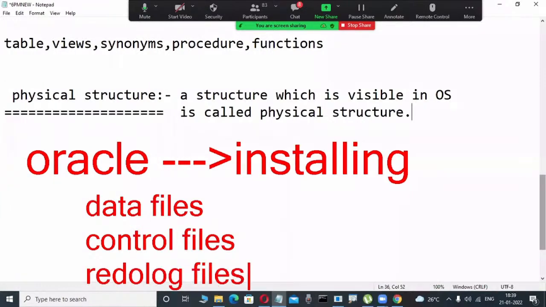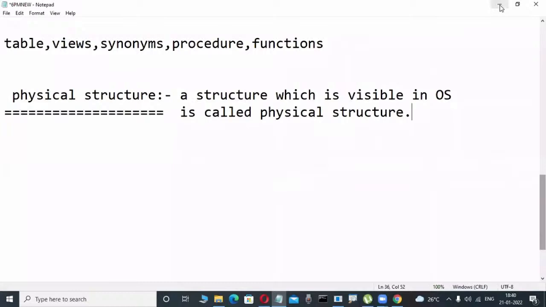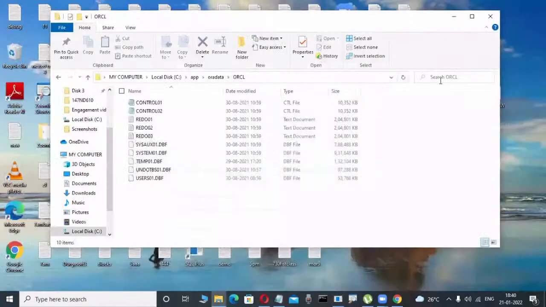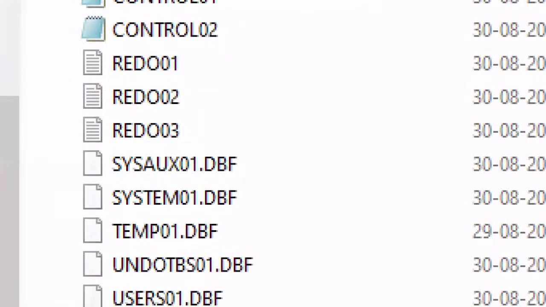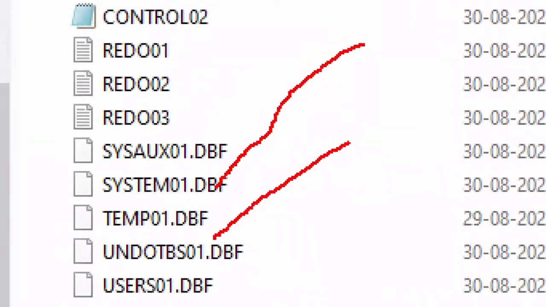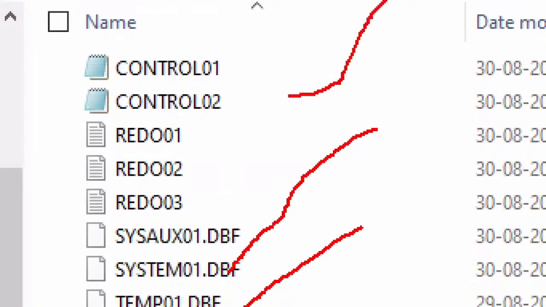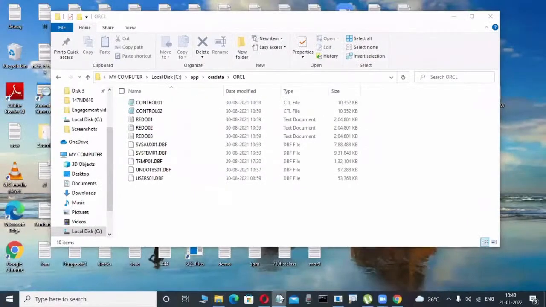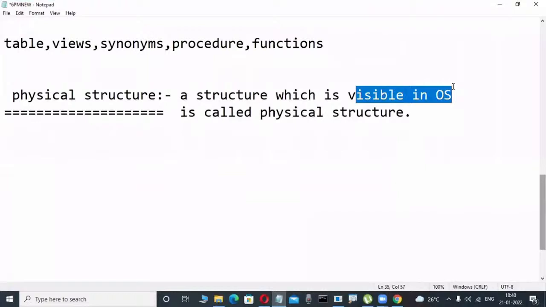You don't have an idea about these yet. In the future, in the DBA concept, I'm giving only a rough introduction in our course. Whenever I'm installing the Oracle software, for example, automatically some files are created on the disk, in the C drive, D drive. These are data files, .dbf files, control files, and redo log files. You will be familiar with them later. That's why a structure which is visible in the operating system is called a physical structure.